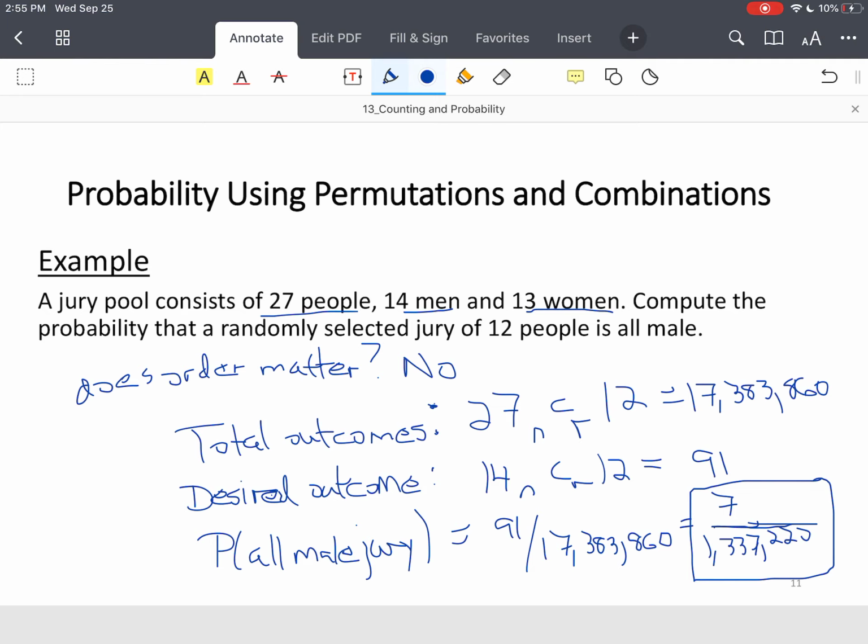Again, you may have to use a different type of technology if you're not used to converting scientific notation to decimal form, which is approximately 0.00000523. So the probability of getting this all-male jury is almost zero. Same thing with the playing card example. That's how you apply counting principles to probability. I hope this helps.